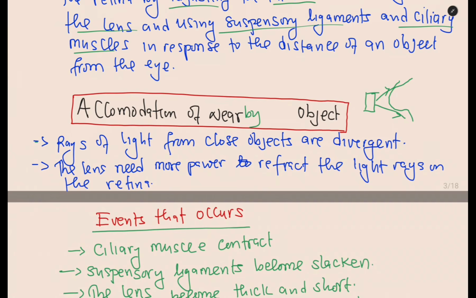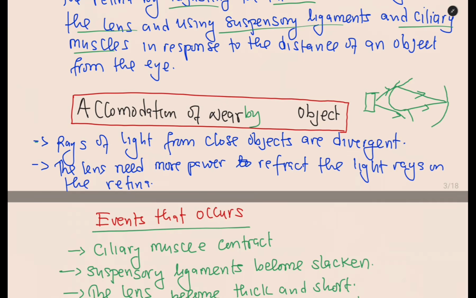or the lens needs more power to refract them, because it's only when they are refracted toward or on the retina at the back that the image can be formed. So they are divergent. In order to form a clear image, there's need for more power to refract the light on the retina. This is where you see how the suspensory ligament, the lens and the ciliary muscle behave in order to work this out.